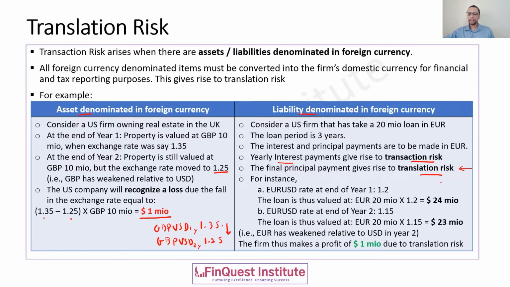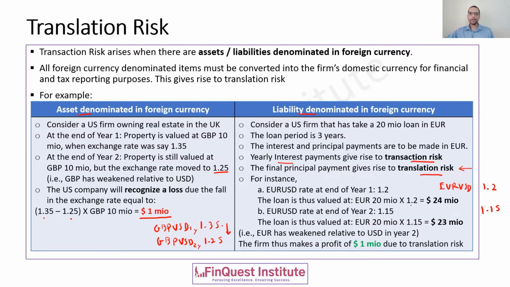So again, if we write it in our usual format, we have Euro USD initially at 1.2, and this is becoming 1.15. So earlier, 1 euro was equivalent to 1.2 US dollars. Now 1 euro is equivalent to just 1.15 US dollars. So that means we can say the USD has strengthened or the euro has weakened. We'll stick to the latter and say the euro has weakened relative to the USD in year two.